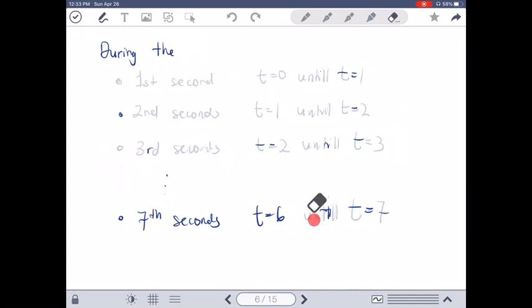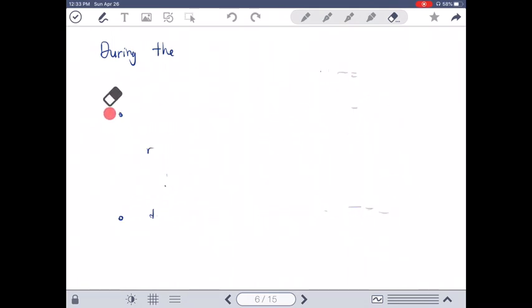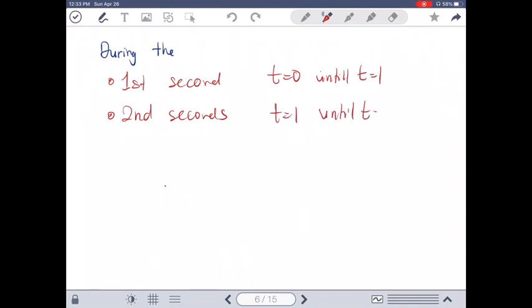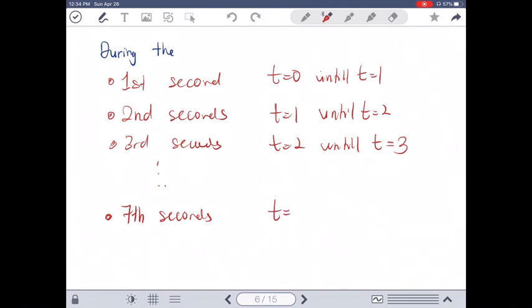I'll go to the basic definition. When we say during the first second, which we will refer from T0 until T1. During the second seconds, refer to T1 until T2. During the third seconds, refers to from T2 until T3, which means that during the 7 seconds means from T6 until T7.